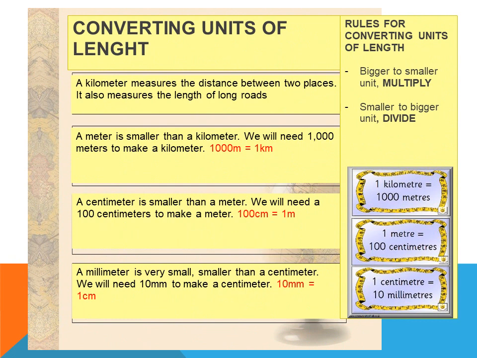Converting units of length. Now here we have a kilometer. I said to you earlier we use it to measure the distance between two places. A meter is smaller than a kilometer. And now this is what you need to know here. We need 1,000 meters to make a kilometer, 100 centimeters to make a meter, and we need 10 millimeters to make a centimeter.